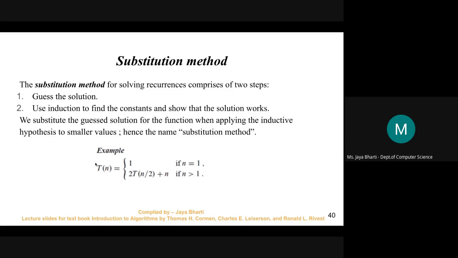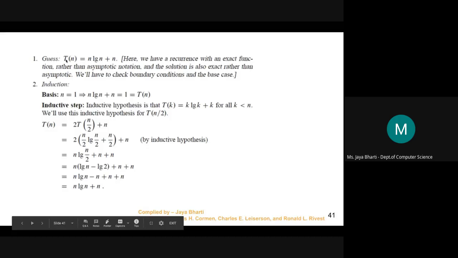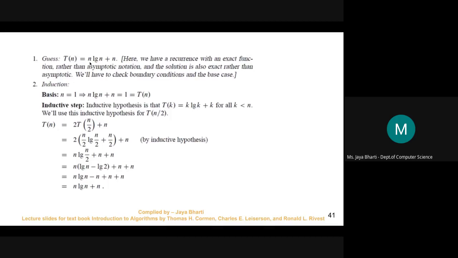Suppose this is the recurrence relation and we have seen this. This is same as the merge sort recurrence relation. Okay, so for this we know the solution. The solution is theta of n log n. Okay, so for this recurrence relation we can easily guess the solution. So we have guessed that T of n is equal to n log n plus n.